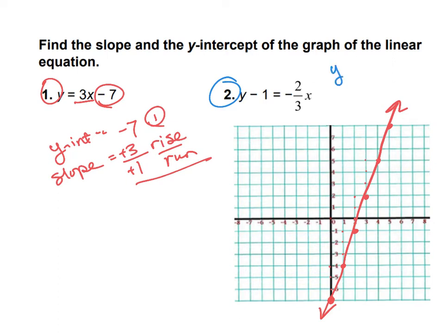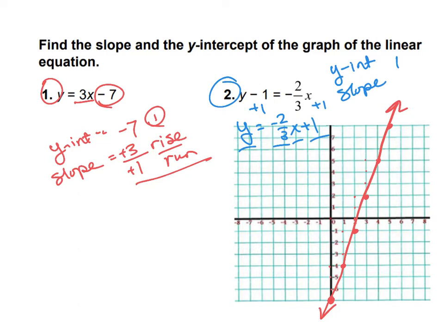First thing we need is a y-intercept, and we need a slope. However, if you look, we're not in y equals mx plus b. So we're going to add 1 to both sides. So we get y equals -2/3 x plus 1. Now we have y equals mx plus b. So our y-intercept is 1.